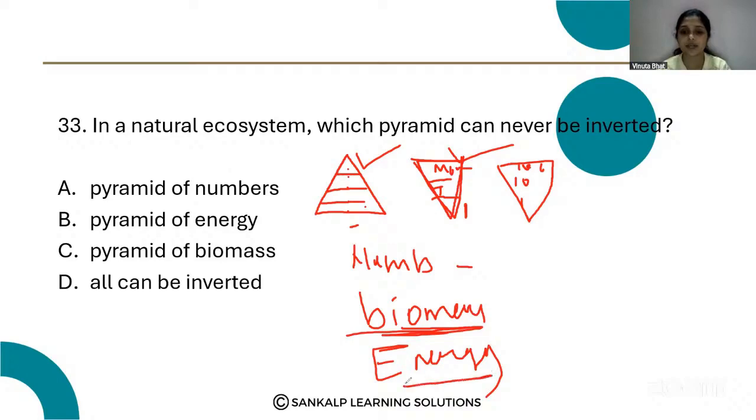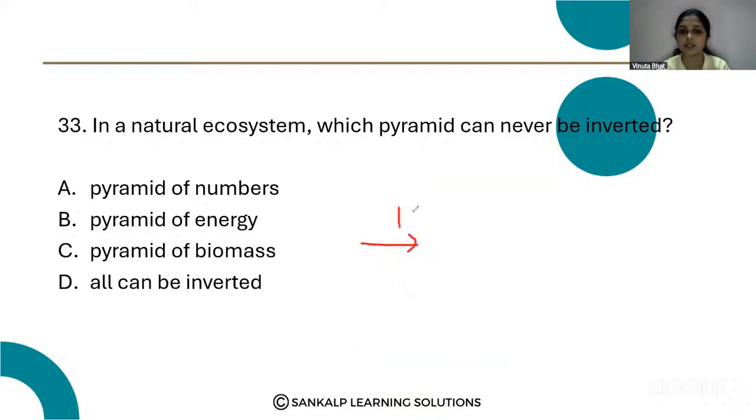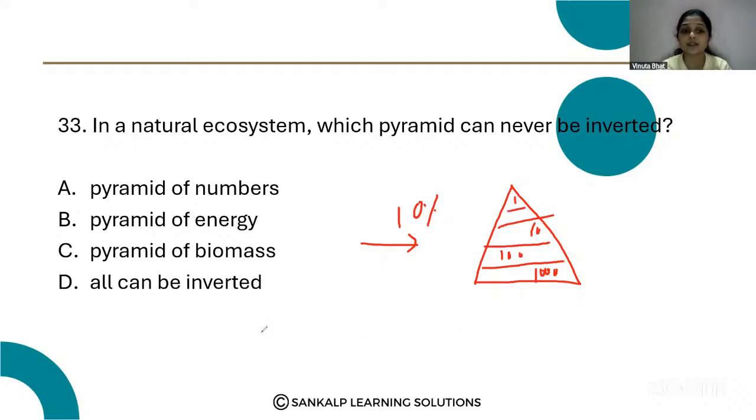But in case of energy, energy always flows from one level to another level. Only 10% of energy is transferred to the next level. So look here, if this level has 1000 kilocalories of energy, only 10%, that is 100, gets transferred. Then 10, then 1. So only 10% will be transferred to the next trophic level.